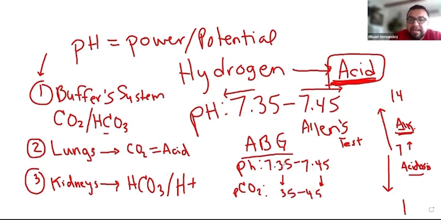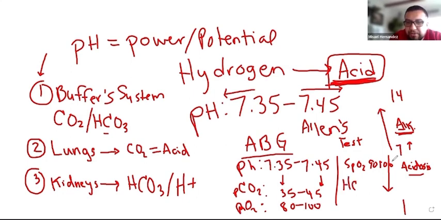And you'll also see O2 or PaO2, partial atmospheric O2. That should be 80 to 100. You may also see an SpO2. That should be 90 to 100. And then I think that's it. Oh, and then you'll see, of course, the HCO3, which should be 22 to 26, the best years of our lives, okay?